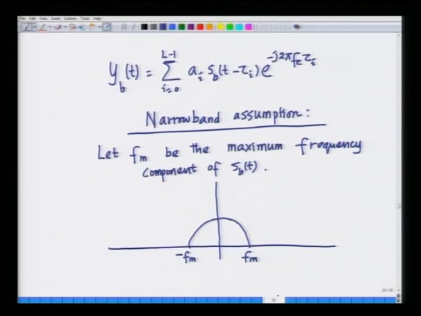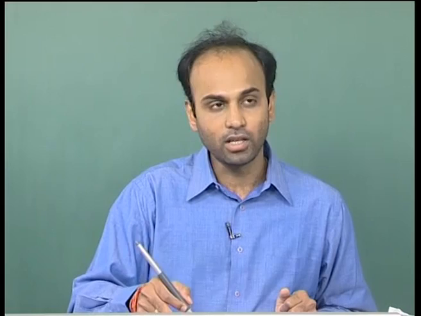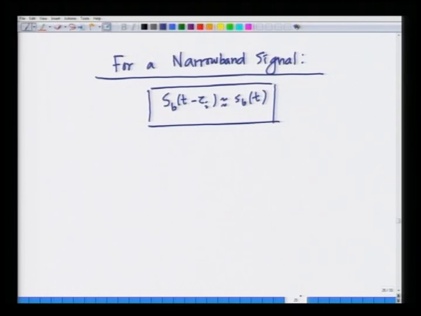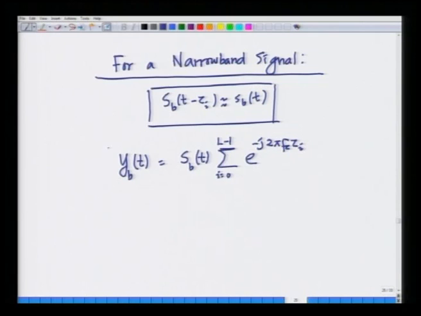Using this simplifying narrow band assumption, now if we go back one slide, I have YB of t equals, the baseband signal, sum over I equals 0 to L minus 1 of AI SB of t minus tau I e power minus j 2 pi FC tau I. Now, all the SB of t minus tau I's are approximately equal to SB of t, which means this SB of t comes out of this expression and I can write a simplified expression for a narrow band received signal as follows, that is YB of t equals SB of t into sigma I equals 0 to L minus 1 e power minus j 2 pi FC tau I, and this is a very important expression.